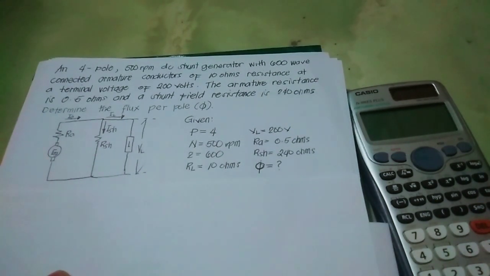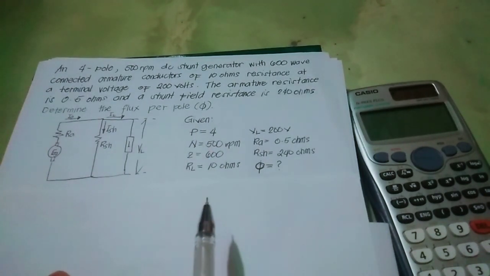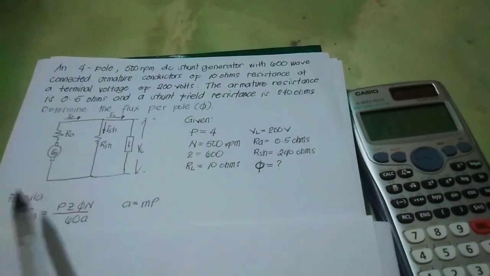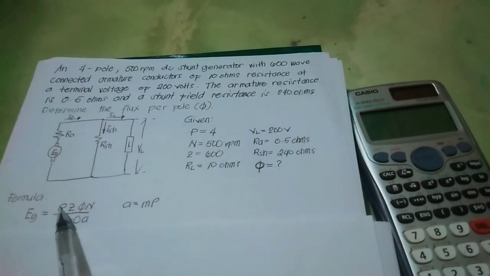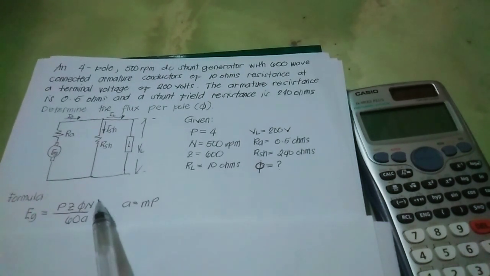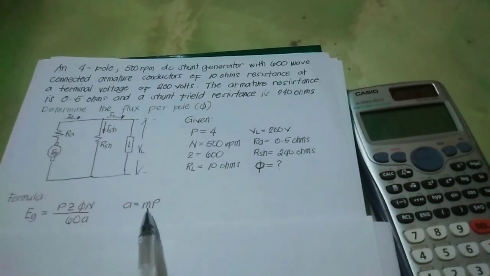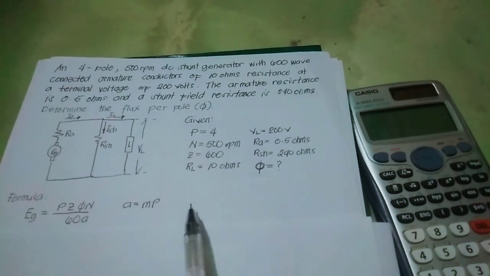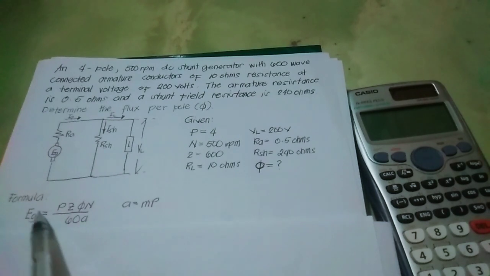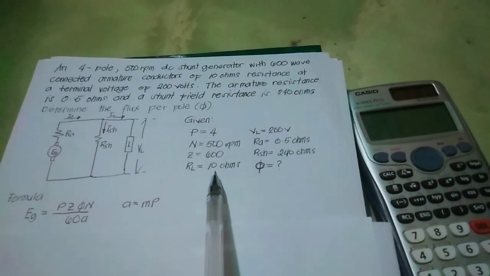Our formula for getting the flux per pole is here. The generated EMF is equal to the number of poles times the number of conductors times the flux per pole times N, the speed, over 60A, where A equals 2 for wave winding. First, we need to get the EG, the generated EMF, because it is not given in the problem.